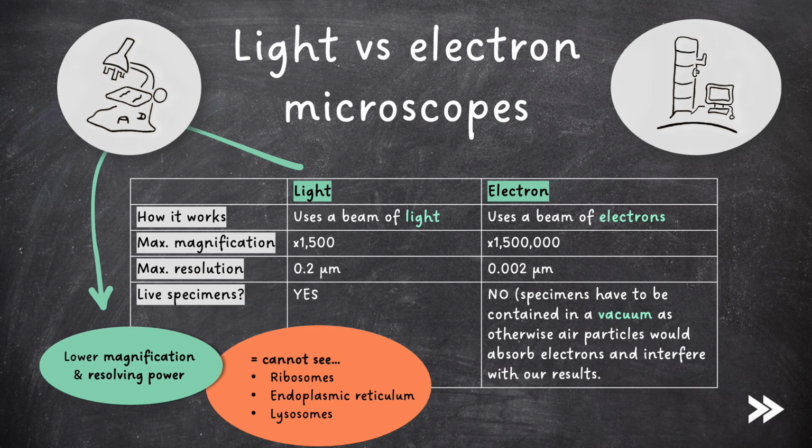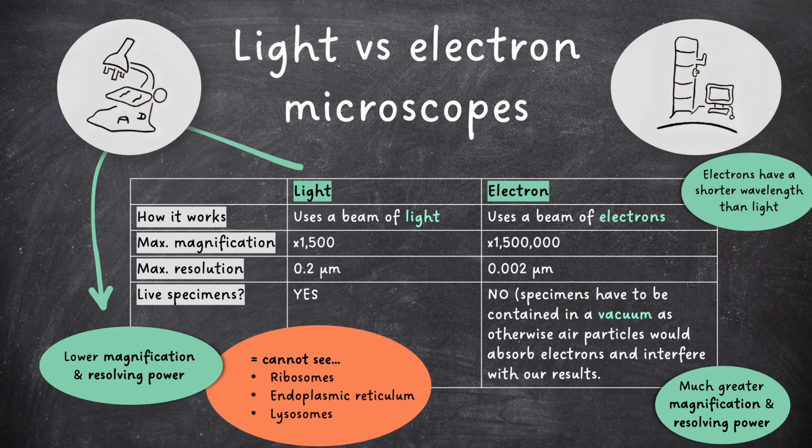Electron microscopes, on the other hand, have a higher magnification and resolving power, with a maximum magnification of 1,500,000 and a maximum resolution of 0.002 micrometers. If asked in an exam why electron microscopes have a better resolution than light microscopes, you should state that electrons have a shorter wavelength than light. A disadvantage of electron microscopes, however, is that they cannot be used for live specimens, as the specimen has to be contained in a vacuum, as otherwise air particles would absorb electrons and interfere with the image generated.